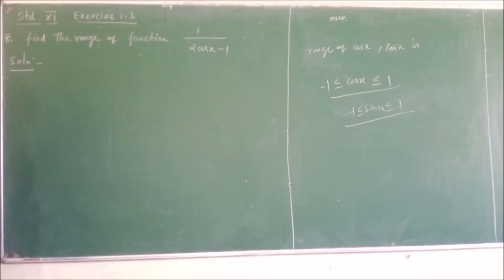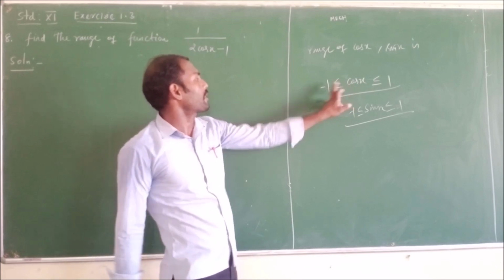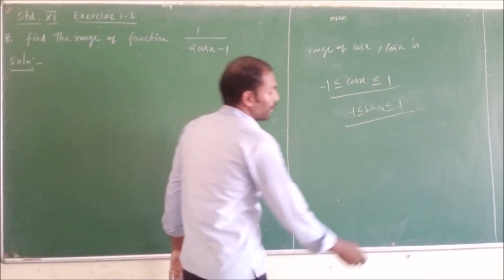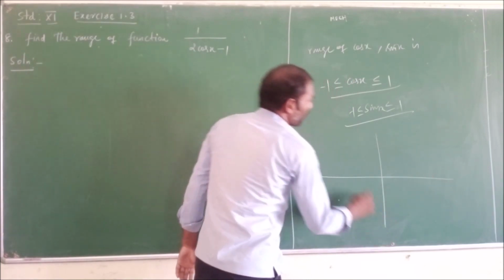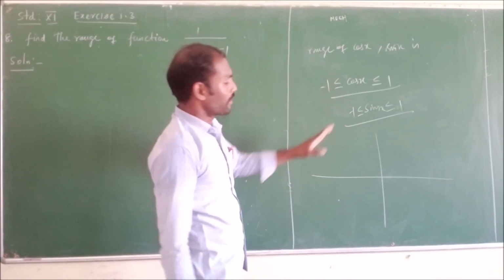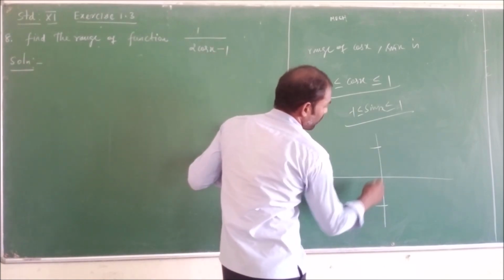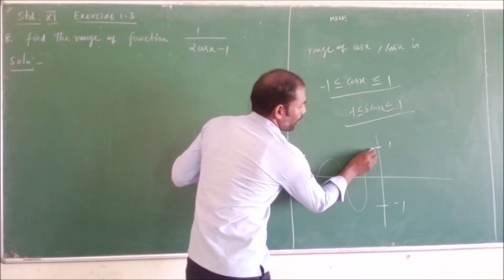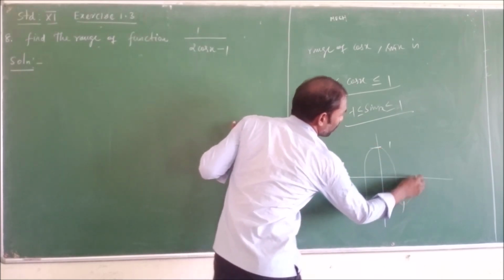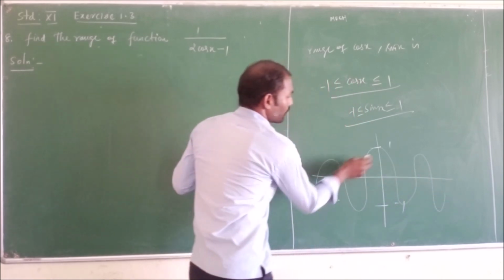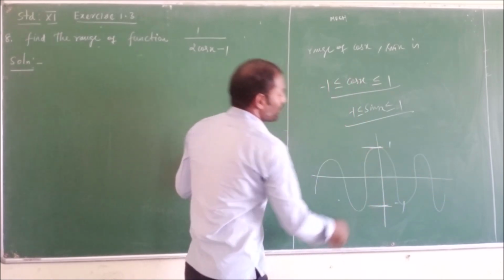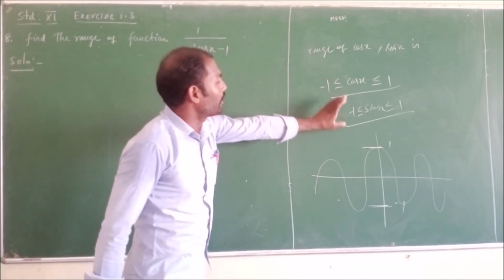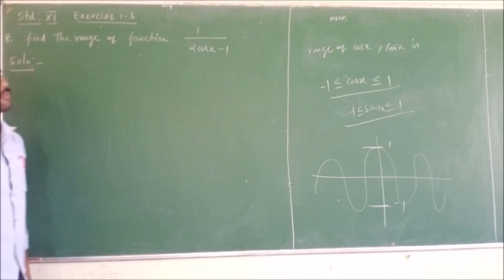The range of cos x is -1 to +1 and sin x is -1 to +1. It means that if you draw the sin x and cos x graph, then sin x and cos x lie between 1 and -1. Maximum +1 and minimum -1. To attain the maximum and the minimum, the value is plus or minus 1. It is called the range. So for sin x and cos x, the range is -1 to +1.